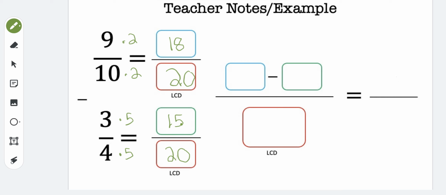All right. So finally, now that we have common denominators, now we can subtract the numerators. Okay, so I'm going to put the 18 in the blue box. And I'm going to put the 15 in the green box. And notice our denominator is the same, right? Now it's 20. And 18 take away 15 is going to be 3. And it's going to be 3/20. And that's your answer.